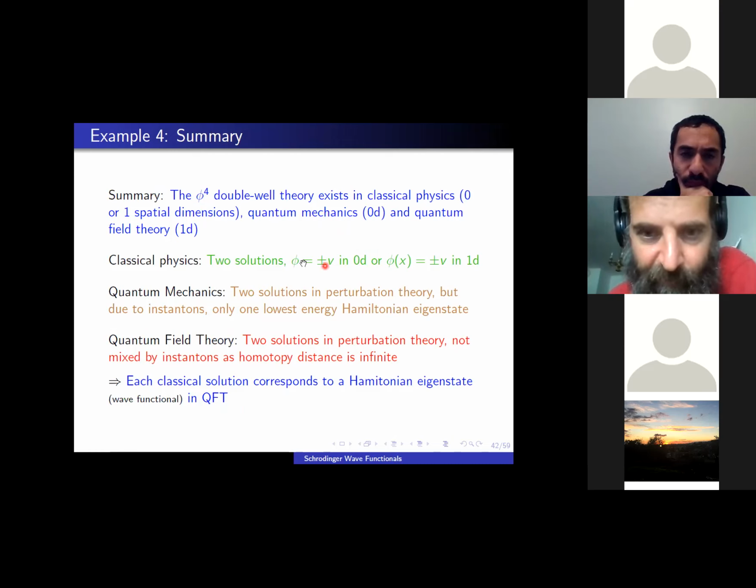In classical physics, we had 2 solutions. There was just a number phi, and it was equal to plus or minus v. In classical field theory, you have a function equal to either plus or minus v at all x. So again, 2 solutions. Now, quantizing this case, you get quantum mechanics, and perturbatively it had two solutions, but actually they're mixed by the homotopy. And so there's only one minimal energy eigenstate. In quantum field theory, again, you have two solutions, but this homotopy has an infinite distance. And so it doesn't do any mixing. And so each of these two solutions you get in perturbation theory is a real Hamiltonian eigenstate. Okay, so that's all that I want to say about the ground state of this theory. Any questions about the ground state?